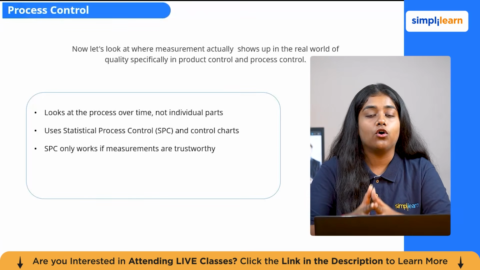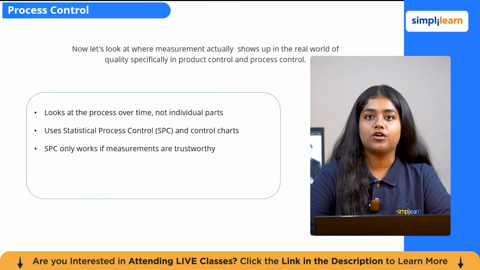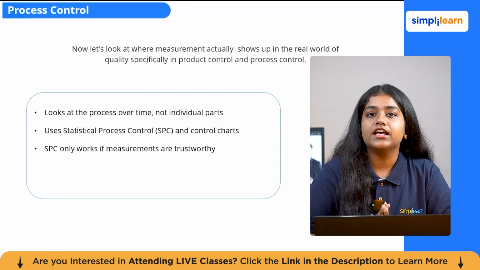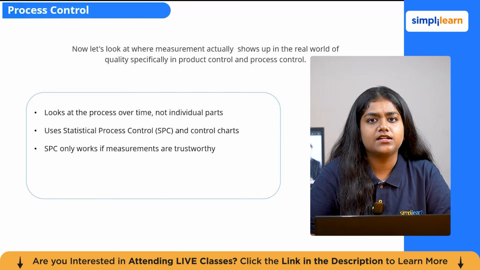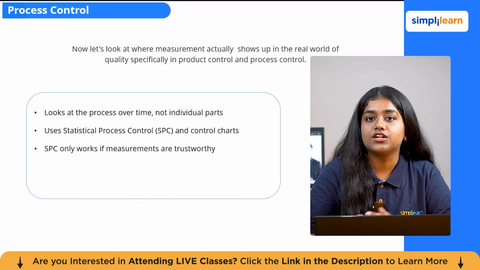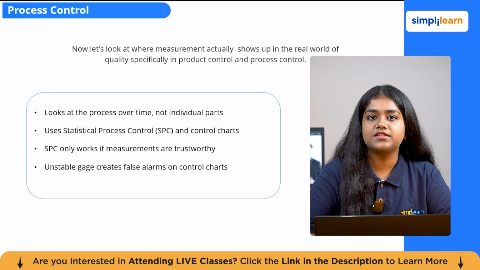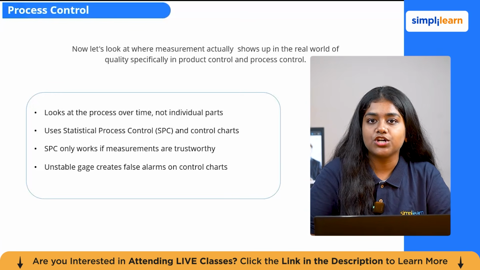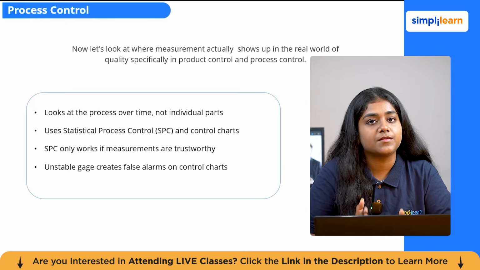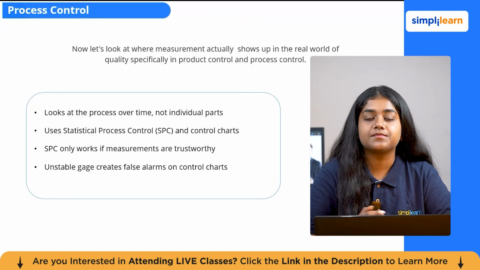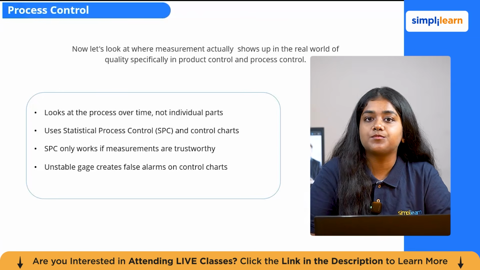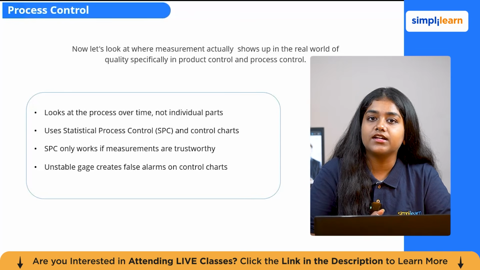Statistical process control, or SPC, uses data to monitor and improve the process. However, SPC is only useful when the measurement system is reliable. If measurements are accurate, consistent, and repeatable, the control chart reflects the true condition of the process. Poor measurement systems cause false alarms. If the measurement system is unstable, the control chart may show signals that are not caused by the actual process. For example, a point may appear outside the control limits because of measurement error and not because the process changed. This can lead to incorrect conclusions.